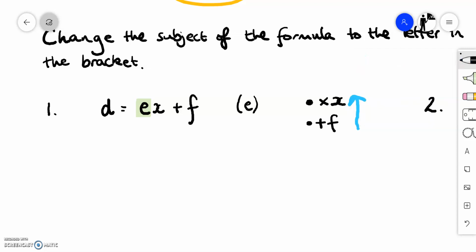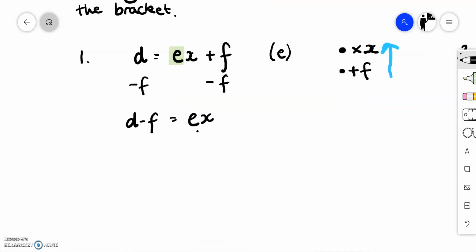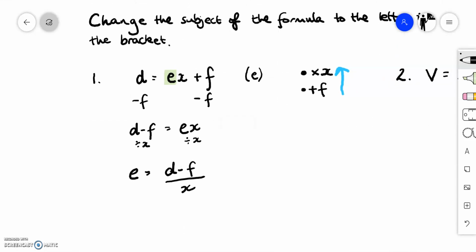So the first thing I'm going to do is I'm going to subtract f from both sides. That's going to be d minus f equals ex. And then I want to undo multiplication by x, so I'm going to divide both sides by x. Divide both sides by x, so I'm going to get e equals d minus f over x. And that's us made e the subject of the formula. It is e equals. Okay, so if we can identify what is happening to the subject in the correct order that it happens, then we can work backwards and apply the opposite operation, or the inverse operation.